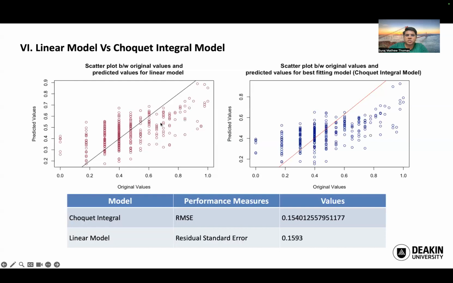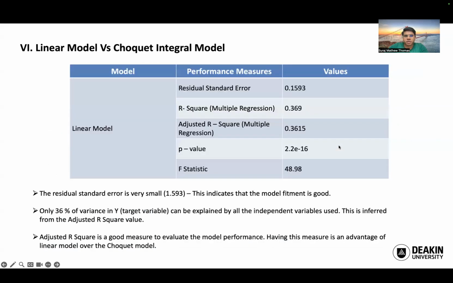And this scatter plot is shown between the linear model's original and predicted values. This is for the Choquet integral, original and predicted values. The linear line goes across. The plots are shown over here.